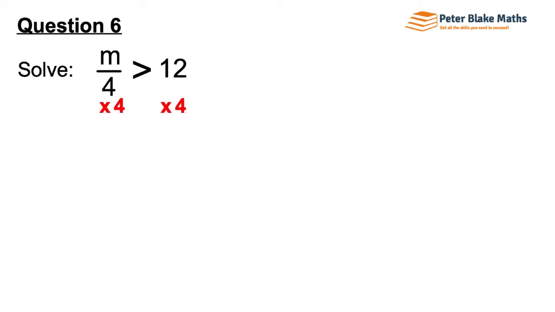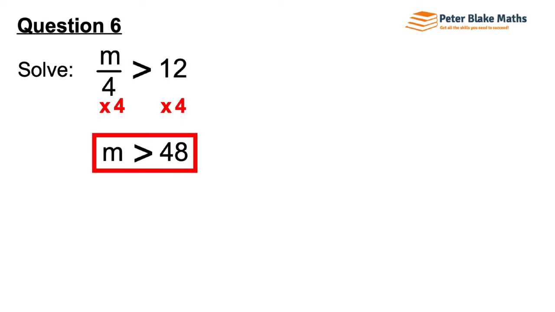On the left hand side, the divide by 4 and the multiply by 4 cancel each other out, leaving us with just the m. And we have a greater than sign, and 12 times 4 makes 48. So here, once again, we're not multiplying or dividing by a negative, so the inequality sign just stays in the same direction.